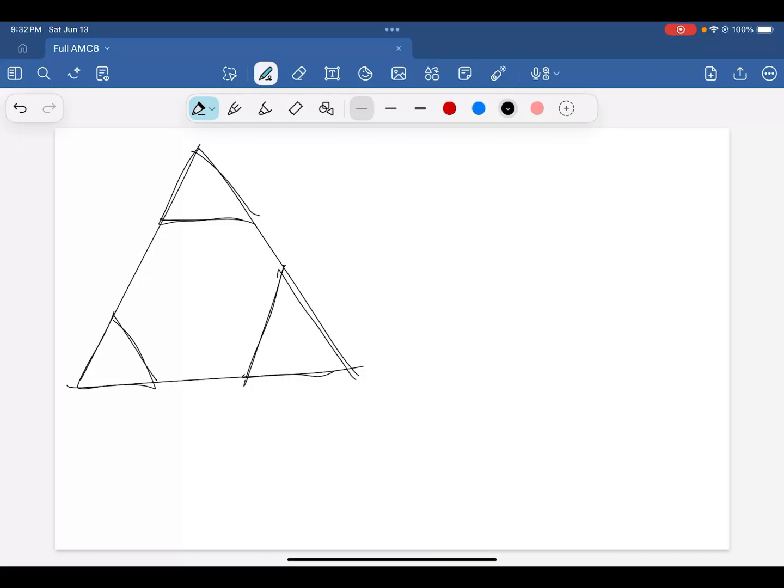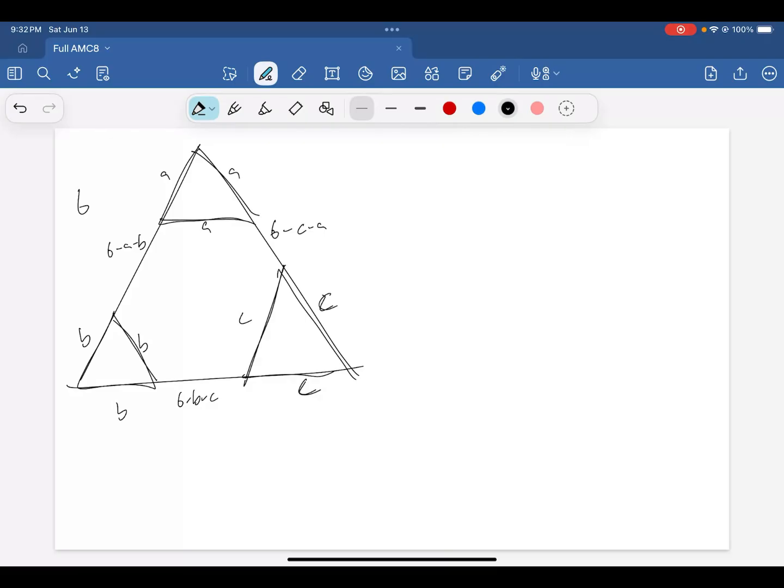So let's label these side lengths A, B, and C. This side length is 6. So the sides of the hexagon are going to be 6 minus A minus B, 6 minus B minus C, and 6 minus C minus A.